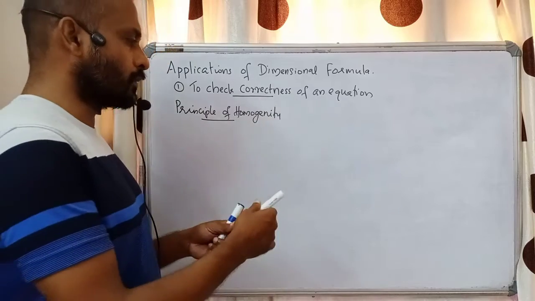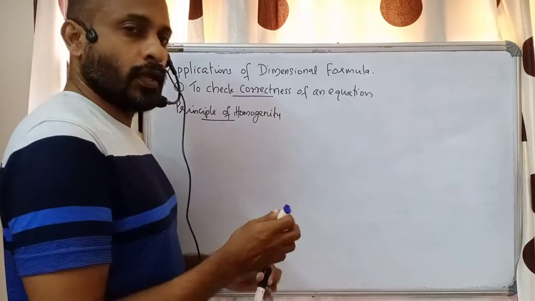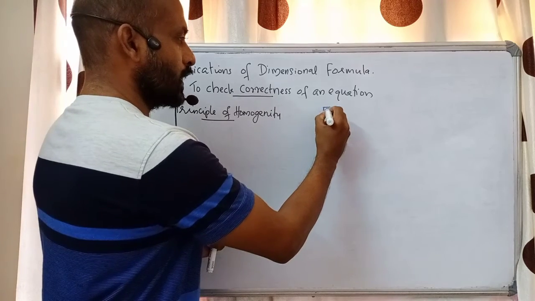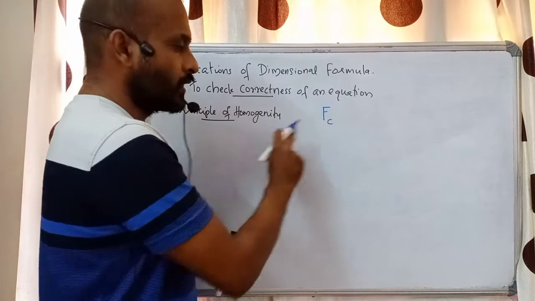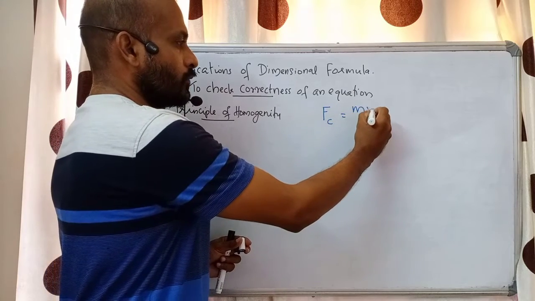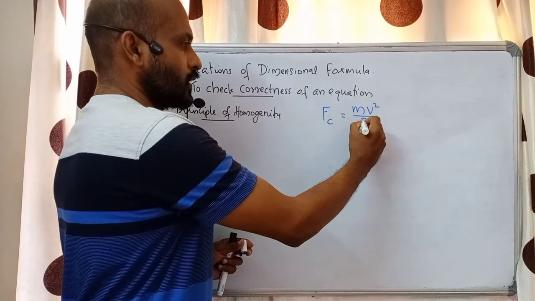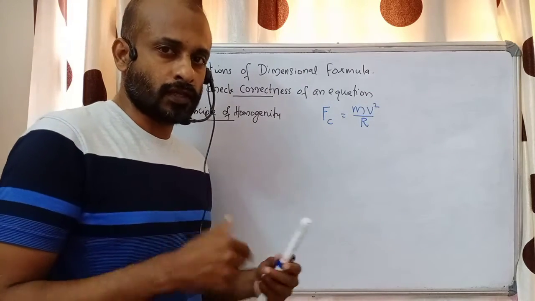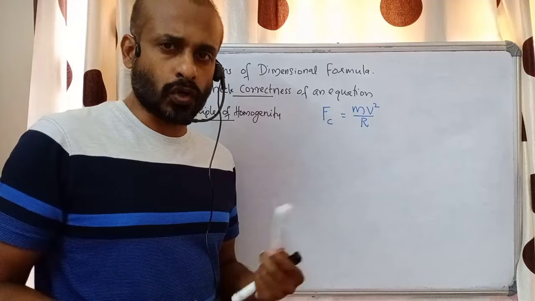We can take an example of the equation of centripetal force. You might have seen the centripetal force equation. Fc indicates centripetal force. It has the equation mv square by r. This is the equation of centripetal force. We need to check whether the equation that we have is correct or not.